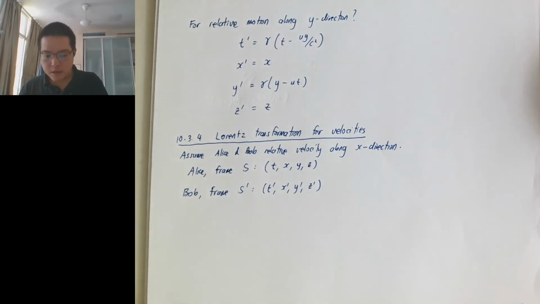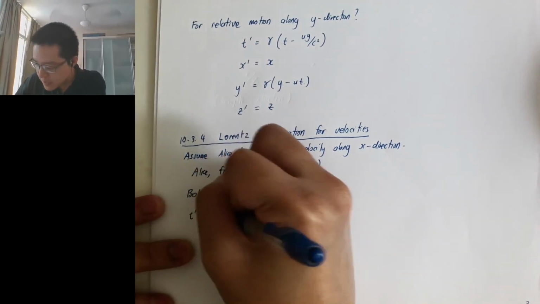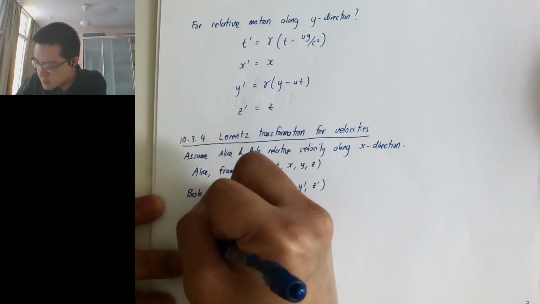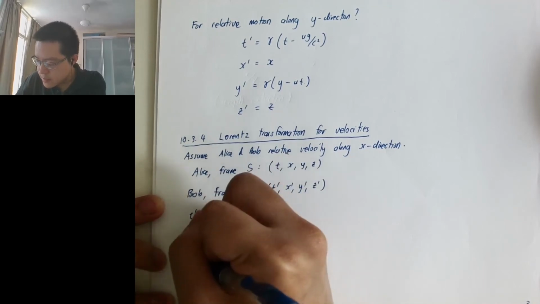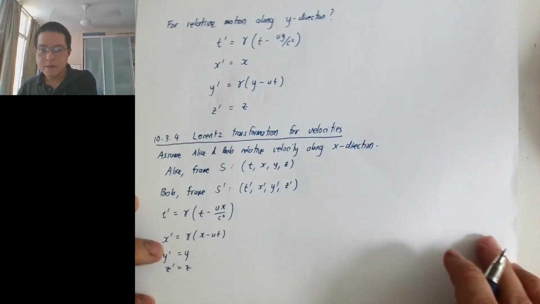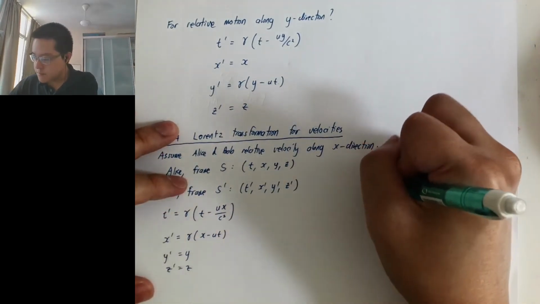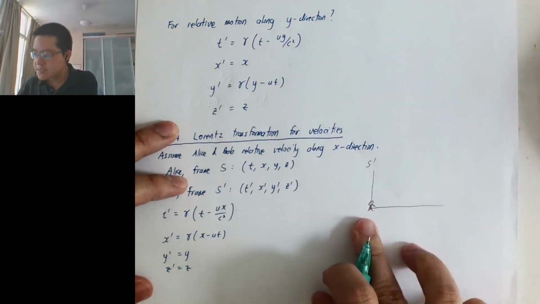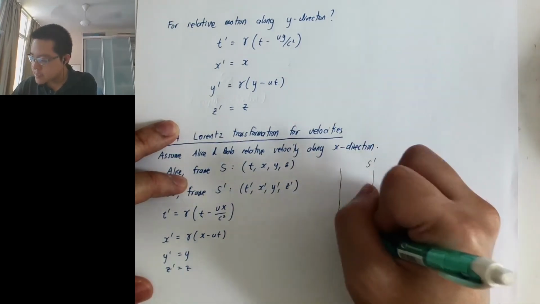In any case, we have the transformation law. T prime is gamma times (t minus ux over c squared). X prime is gamma times (x minus ut). Y is the same, Z is the same. Now we are observing a moving particle. Bob is in S prime, so Bob is at the origin and at rest in this frame, but Alice is at rest in this frame.